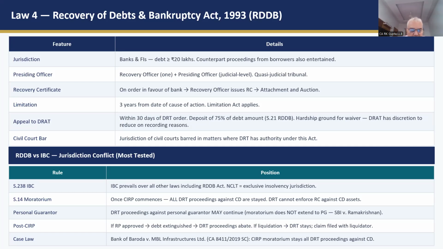Personal guarantor. DRT proceedings against a personal guarantor may continue, as the moratorium does not extend to the personal guarantor, as cited in SBI versus Ramakrishna. Post CIRP, if the resolution plan stands approved, then the debt stands extinguished and DRT proceedings abate. But if the matter goes into liquidation, then DRT stays and the claim can be filed with the liquidator. In Bank of Baroda versus MBL Infrastructures Limited, it was held that the CIRP moratorium stays all DRT proceedings against the corporate debtor.